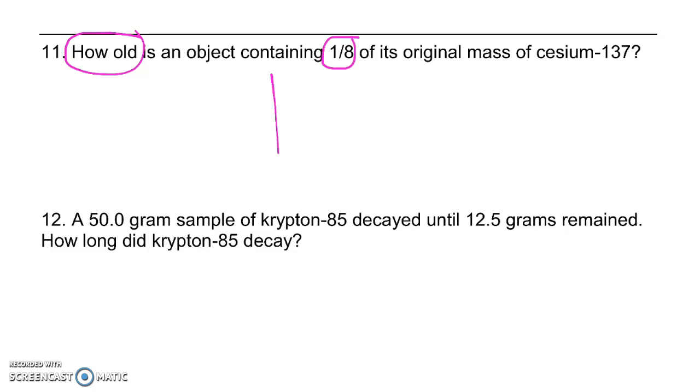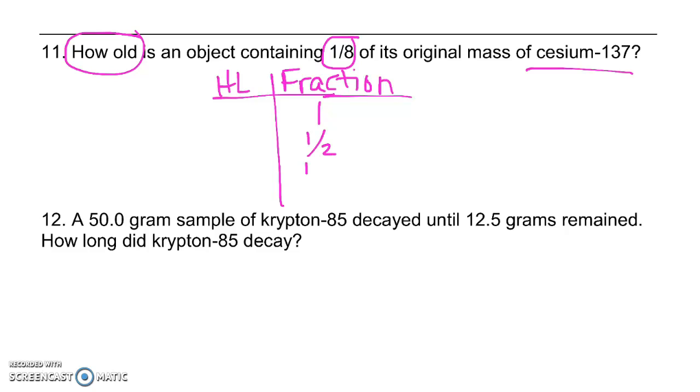So when I set up my chart, I want to have a half-life column and a fraction column. Now, they're not telling us how much time went by. So I can't look up cesium-137 and figure out how many half-lives went by yet, but I could use that fraction. What does my fraction column always start with? It always starts at 1. I have the whole sample still there. I'm going to cut this in half until I get down to 1/8.